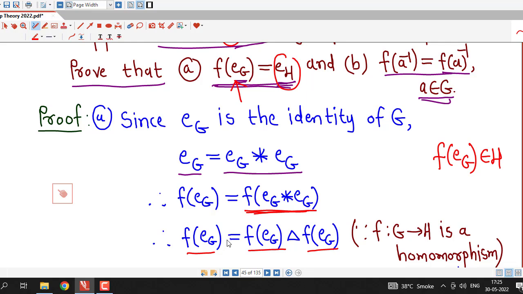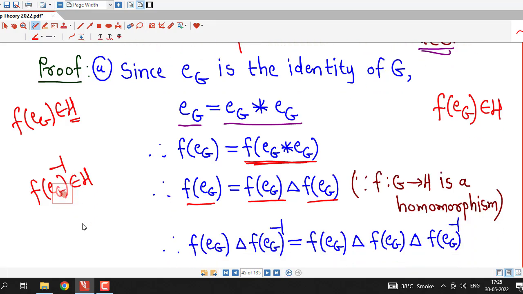So for that we can multiply by the inverse of f of e G on both sides. f of e G is an element of group H, and because H is a group, the inverse of f of e G exists and it belongs to H. Therefore we can take the inverse of f of e G on both sides.